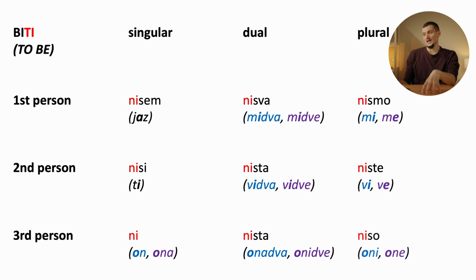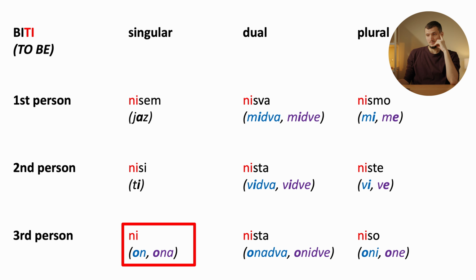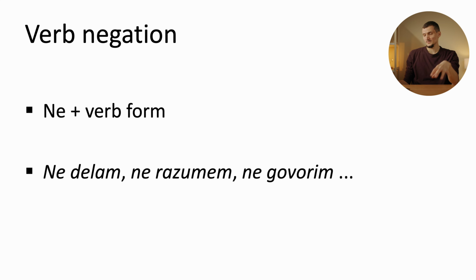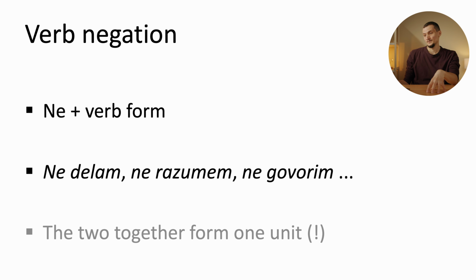So once we know the pattern of ni and make one word out of it, then all of them make sense except for ni. So ni is definitely the exception there. Nisem, nisi, ni, nisva, nista, nismo, niste, and niso. So verb negation, the vast majority of the time, is just ne plus verb form. Ne delam, ne razumem, ne govorim, and so on and so forth.